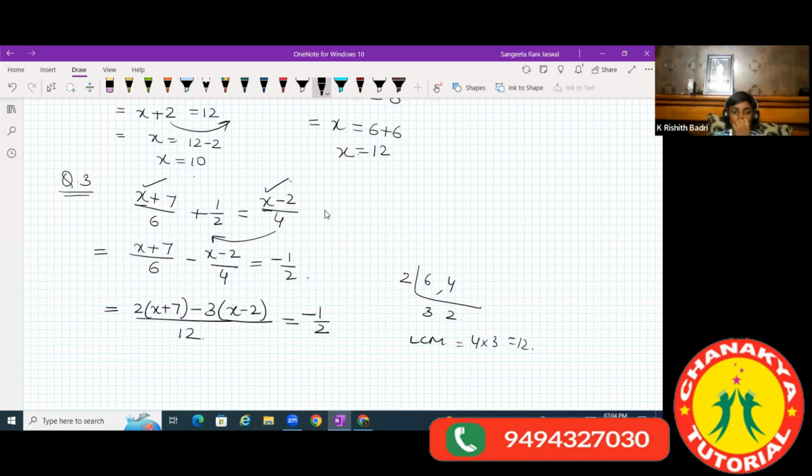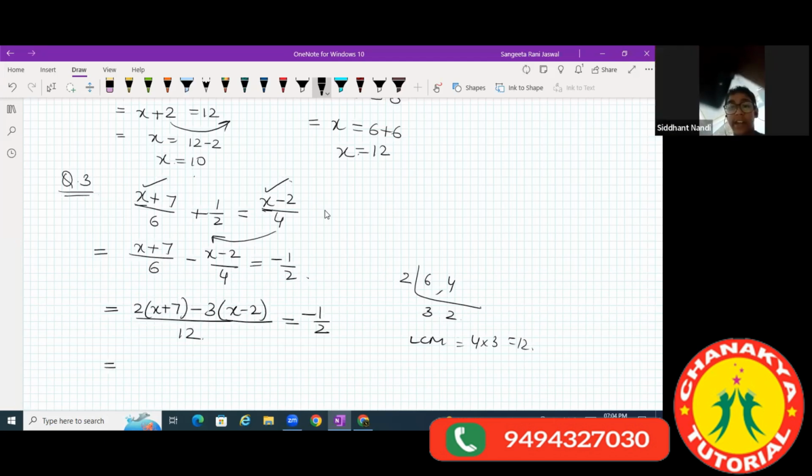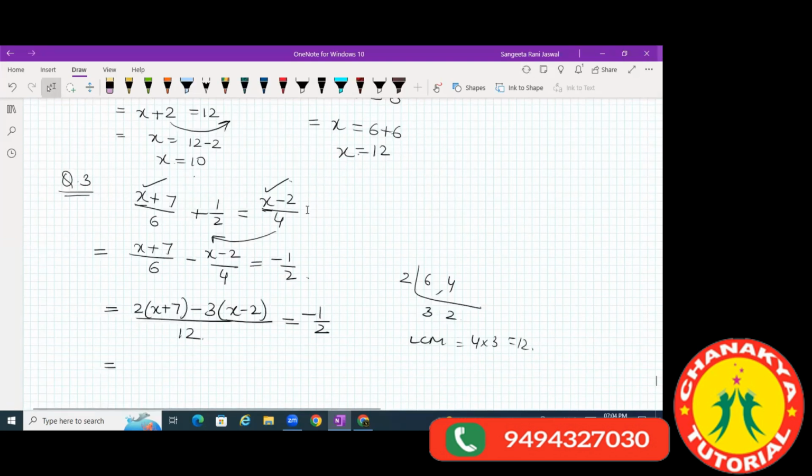Ma'am, like what you did for the numerator? I have just taken the LCM. How we normally subtract the fractions, no? That thing I have done. I took the LCM first and then I multiplied, 6 2s is 12, so I multiplied the numerator with 2.